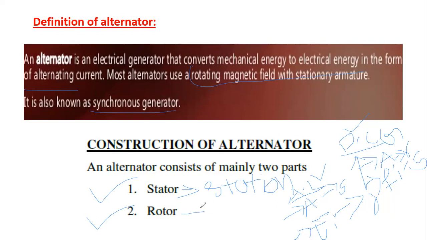Next, coming to the rotor. What is meant by the rotor? This is the rotating part of a machine. Basically, constructionally, the alternator is divided into two parts, the stator and the rotor. The stator is the stationary part of a machine and the rotor is the rotating part of a machine. Clear?